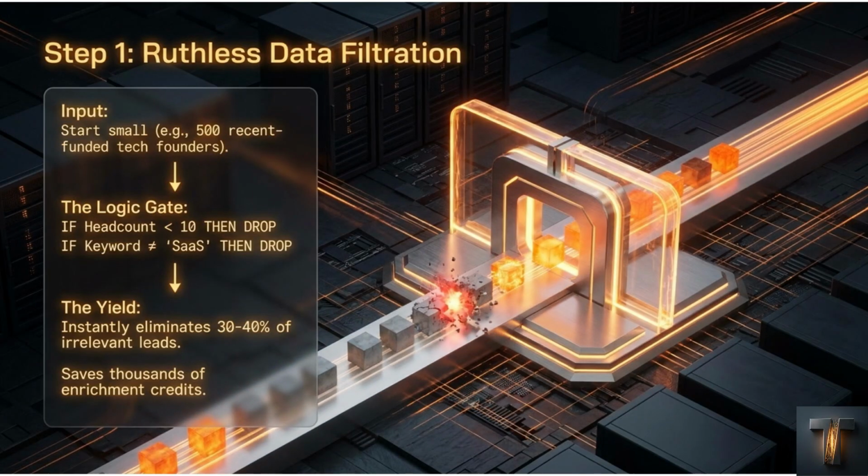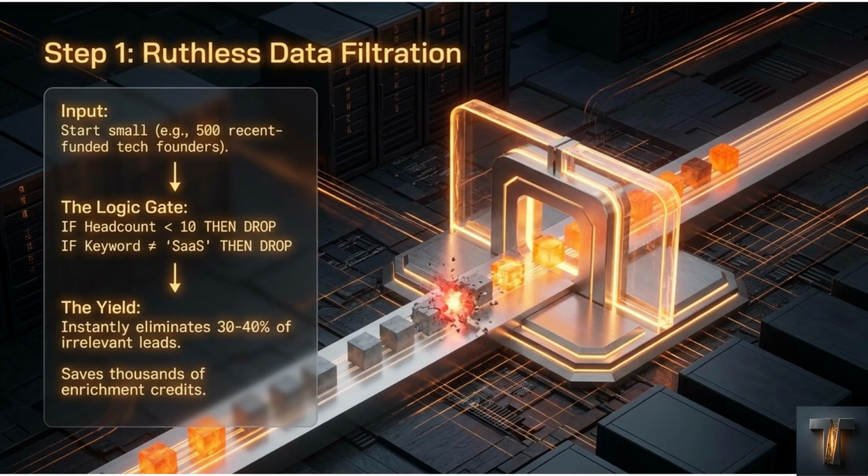Why? Because if the company is shrinking or doesn't actually match your ideal customer profile, you want to kill that lead immediately. Inside the table, we write a simple conditional formula. If company size is less than 10, or if the keyword SaaS is missing, stop the workflow. By implementing this single filter right at the beginning, we immediately eliminate 30 to 40% of irrelevant leads. You just saved yourself thousands of credits that would have been wasted on AI generation for people who would never buy from you anyway.